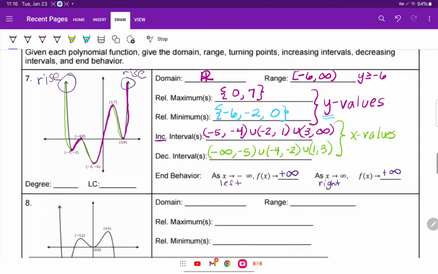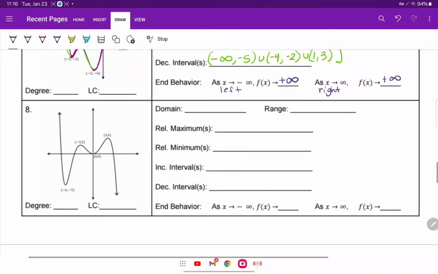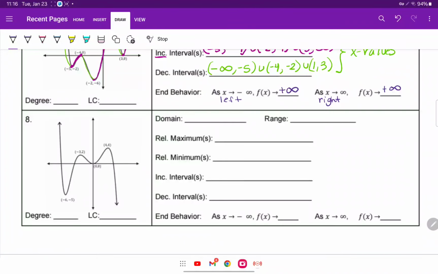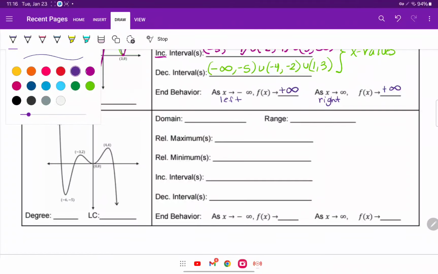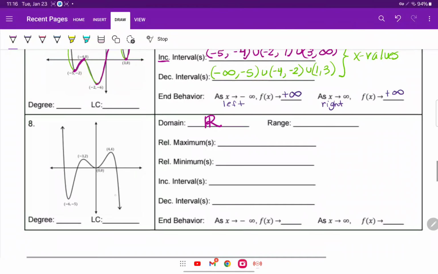All right, let's do one more, and then you're going to try some of these on your own. All right, so in this next graph, domain again is going to be all real numbers. So the range in this case has an arrow that points down forever and an arrow that points up forever. So this also would be all real numbers.